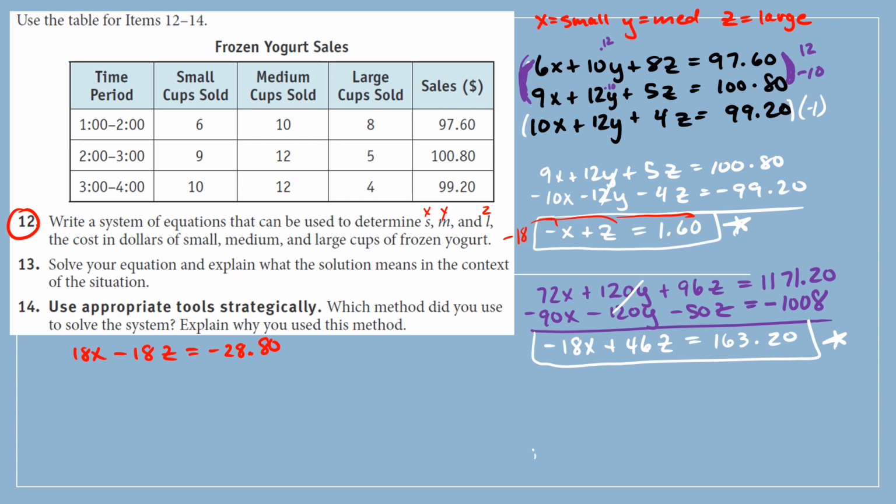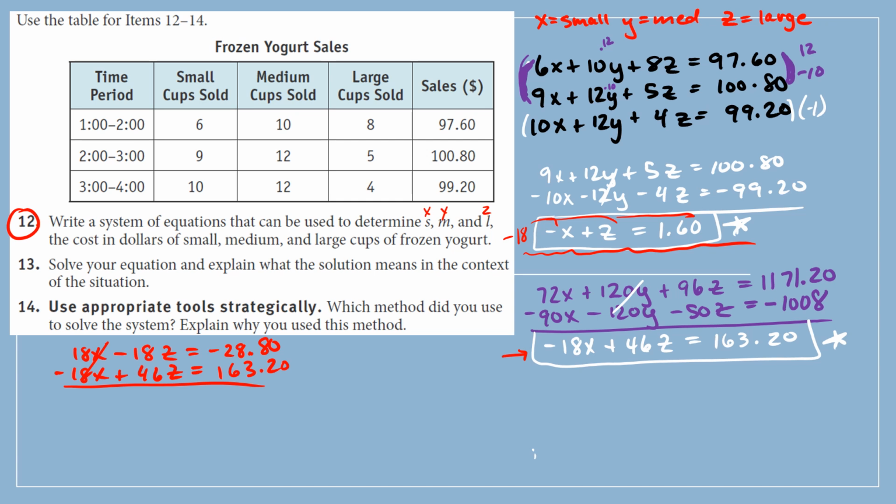should give you negative $28.80. Okay. Now I'm going to stack that up with this one here. Okay, so I just fixed this one, and I'm going to stack it up with this one. So I had negative 18x plus 46z equals $163.20. So x's are gone.